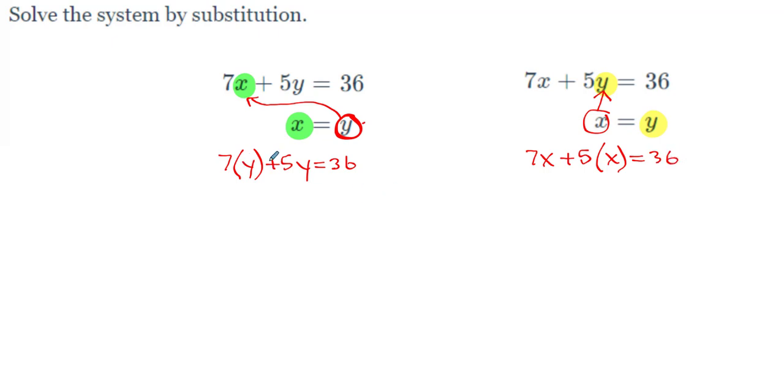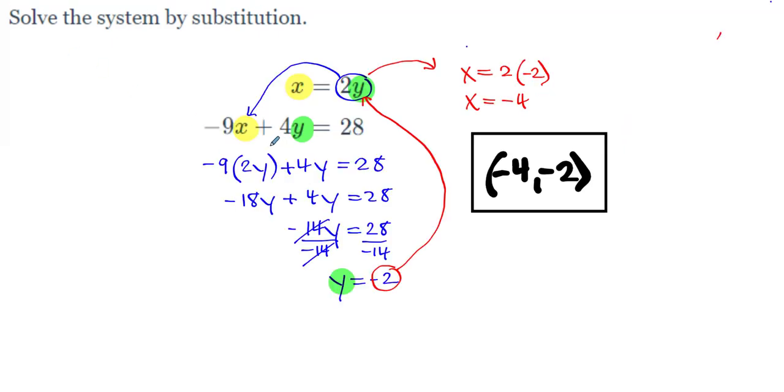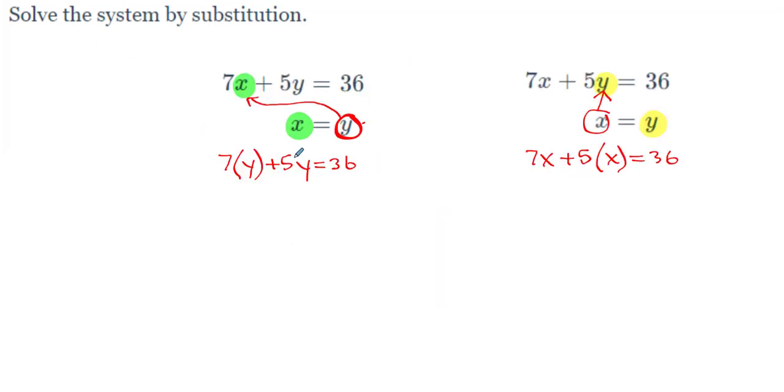And notice that 7y plus 5y equals 36 looks a lot like this. The only difference is I've got y's on this one and x's on this one. So either way you set it up, as long as you're consistent, you're fine. I'm going to use the one here to the left. So I'll distribute, just like I did in the last example. After we substitute, we distribute and then combine like terms. So 7 times y is 7y plus 5y equals 36. I'll combine like terms, so this is going to result in 12y equals 36.